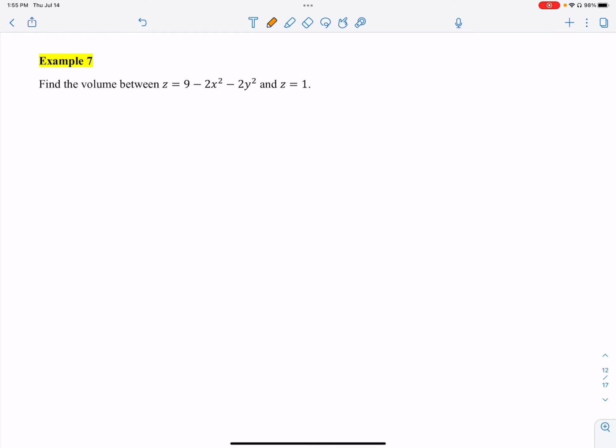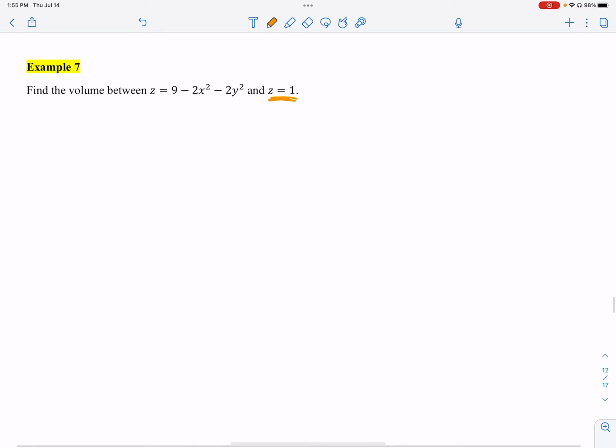In this video, we are going to finish up section 14.3. This was double integrals using polar coordinates. So we have this problem. It's going to change just a bit. They say find the volume between two surfaces. And it's very hard to tell what those surfaces are.